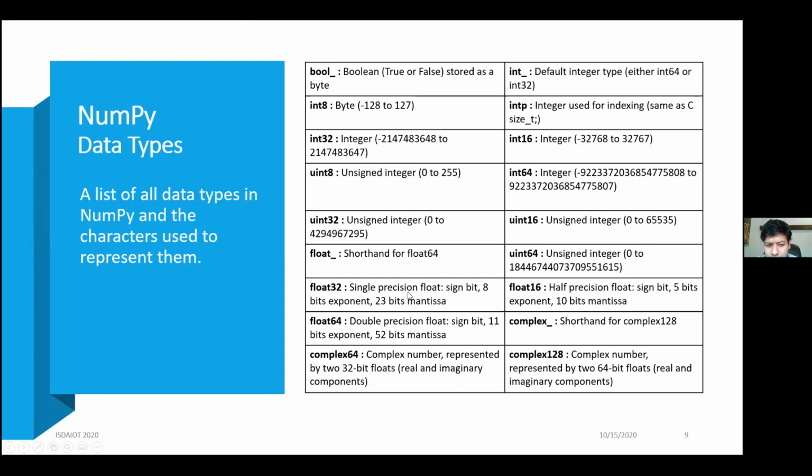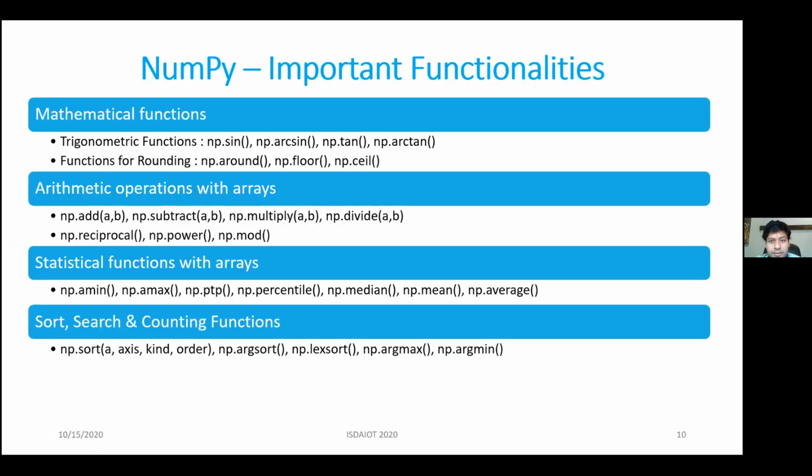And the unsigned integer and float, most of you should be familiar with. One new data type is complex, which is usually not available in C. They help us perform operations using complex numbers. So there is default complex, then there is complex64 and complex128.